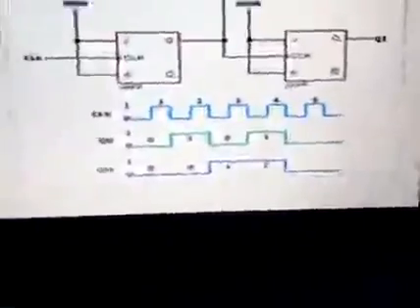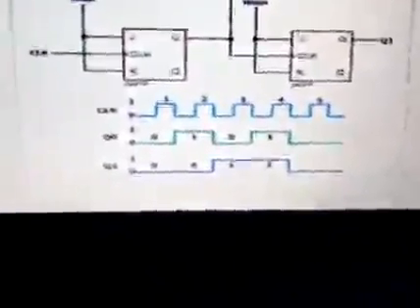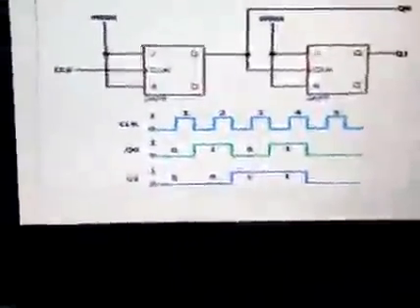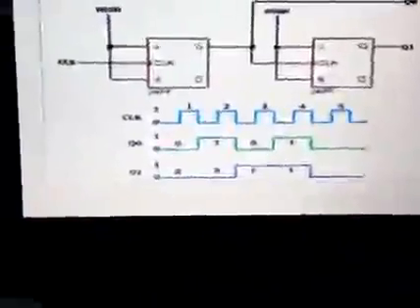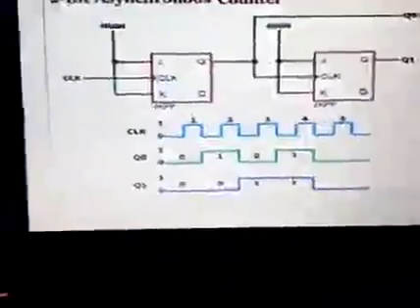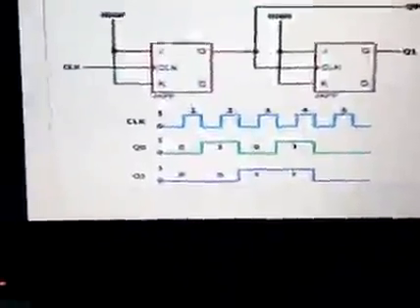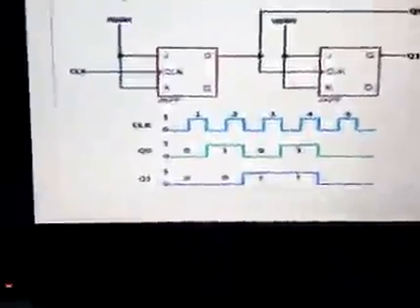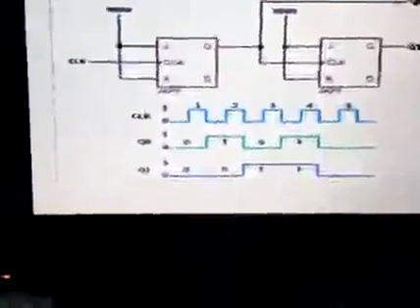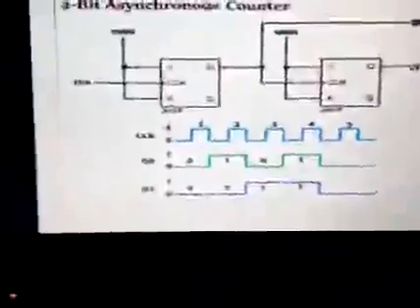Now the second clock pulse, the second negative edge trigger, is applied. On its arrival, flip-flop 1 toggles again and its output goes to 0. This change in the output of flip-flop 1 acts as the negative edge of the clock for flip-flop B, so it will also toggle, from 0 to 1.